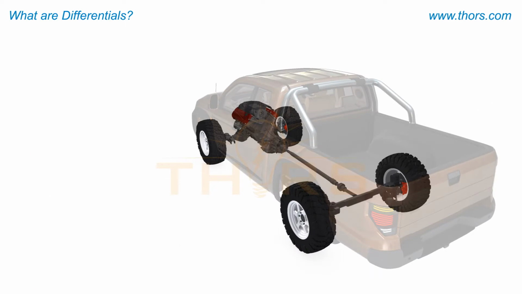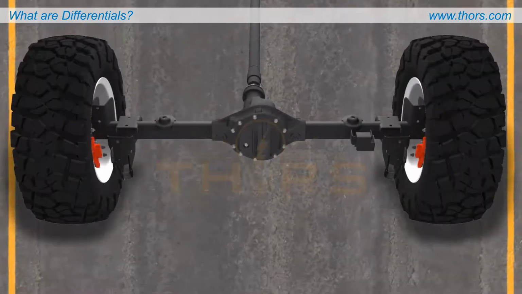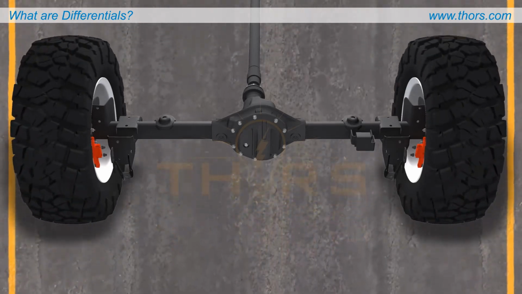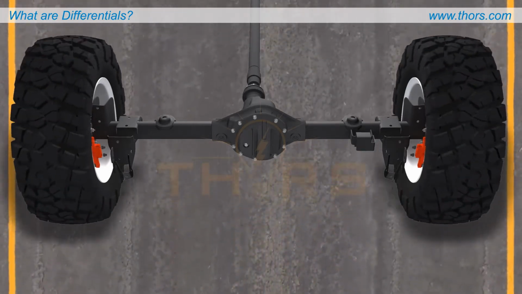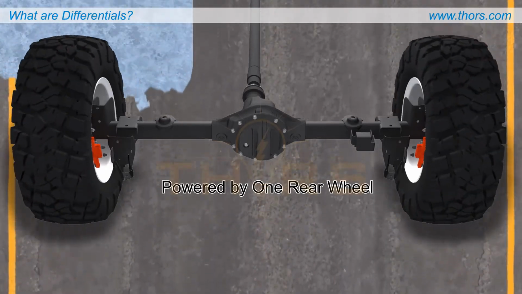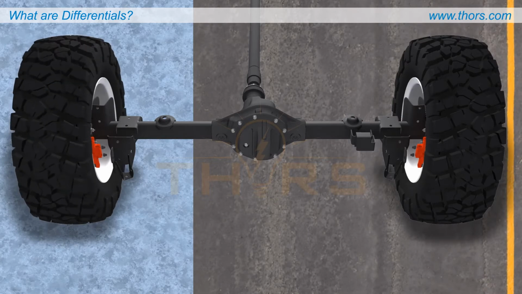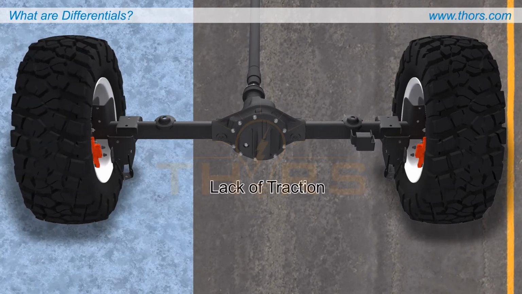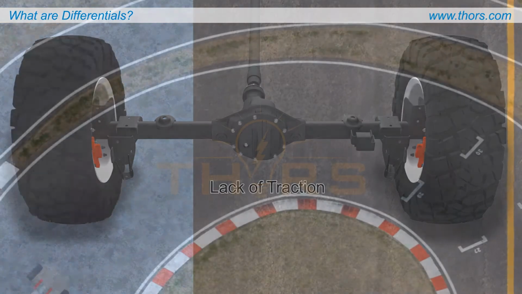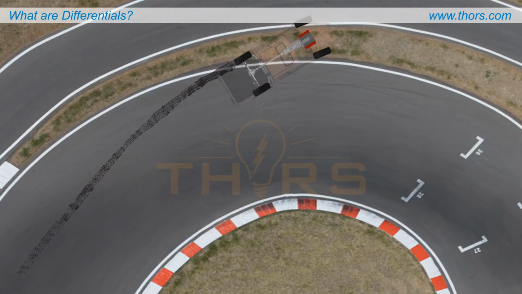Prior to the development of differentials, vehicles were designed to provide equal power to both wheels through a rear axle shaft. The turning capability of a vehicle would be powered by one rear wheel, causing issues. For example, if the back left tire was the drive wheel and it was stuck on ice, a vehicle would not be able to make a right turn due to a lack of traction. With equal power to both tires during a turn, the outer tire would skid.